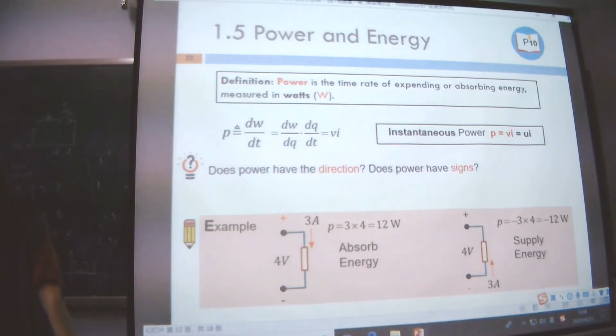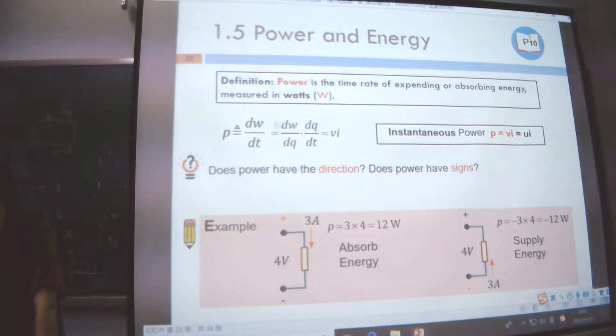Okay, now we're going to see section 1.5, power and energy. Power is the time rate of expending or absorbing energy, and we use W to measure it. This is the equation that describes the mathematical relationship between q and w. Okay, so we can have a short derivation from here.